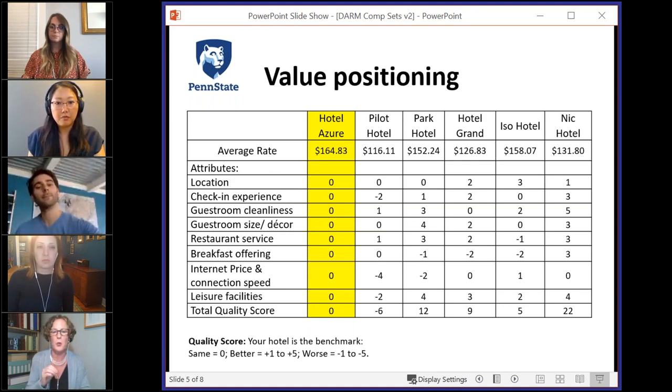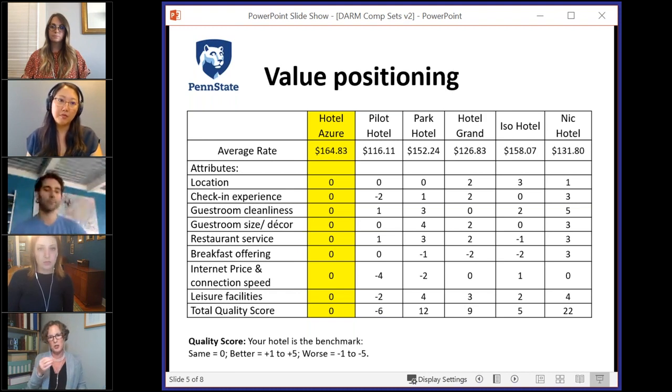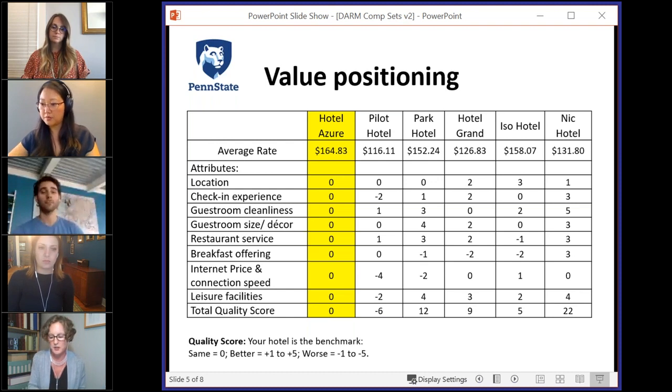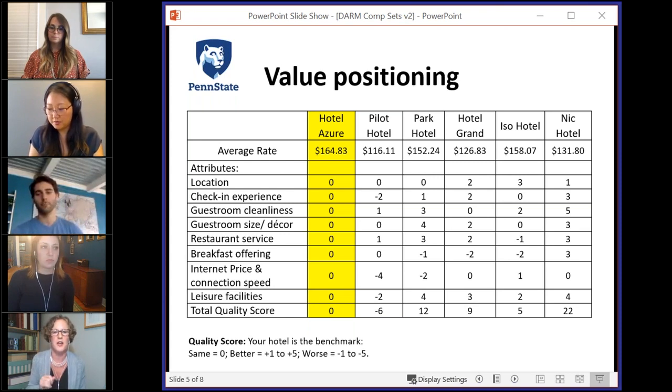And you've got to figure out where you sit in terms of value in each of those comp sets. So what you're looking at right now is the value positioning for a hotel called the Hotel Azure. And this is the value positioning in their weekend leisure market. And in that market, they've got 5 competitors: the Pilot, the Park, the Grand, the ISO, and the Nick.